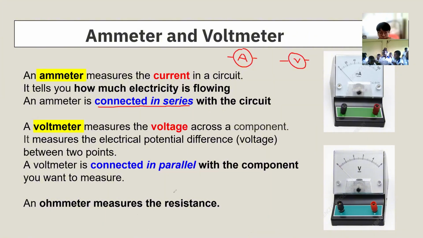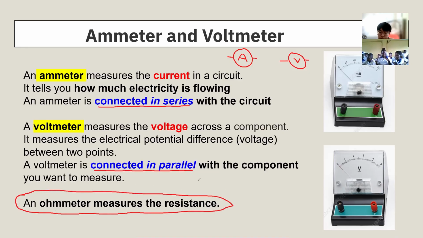But a voltmeter, on the other hand, measures the voltage across a component. A voltmeter measures voltage, an ammeter measures current. But a voltmeter is connected in parallel with what you want to measure. And of course, there's another meter called the ohmmeter, which measures the resistance. But the main components that we're talking about are the ammeter and voltmeter. Okay.